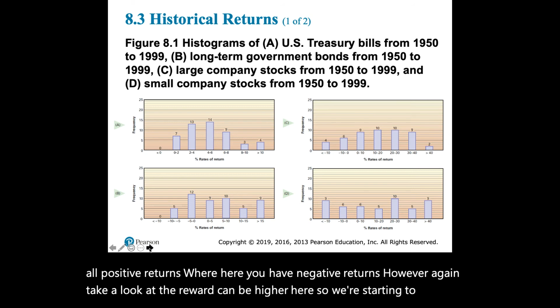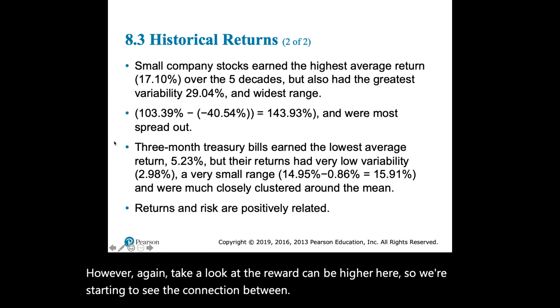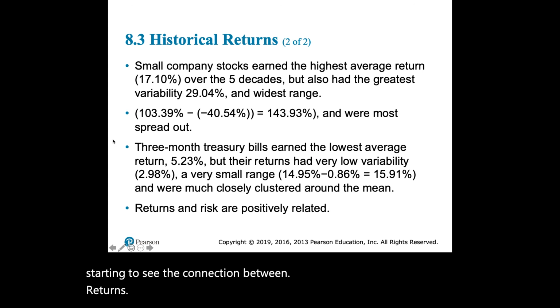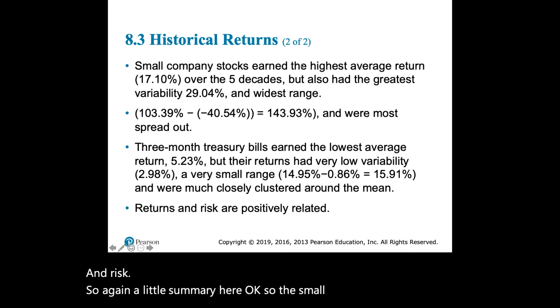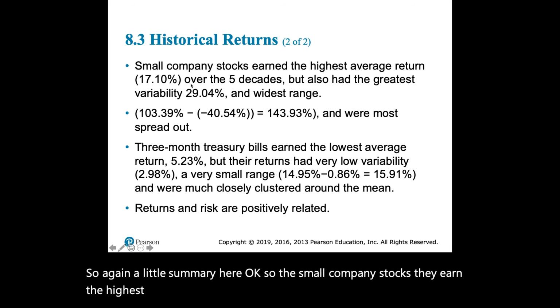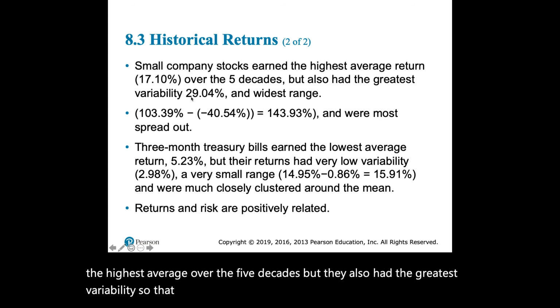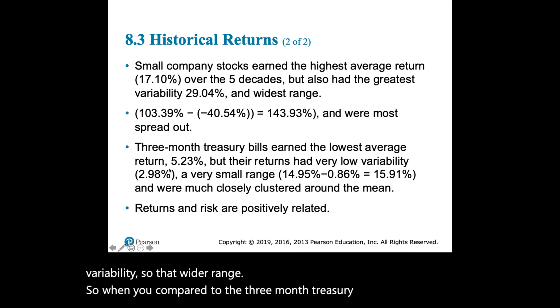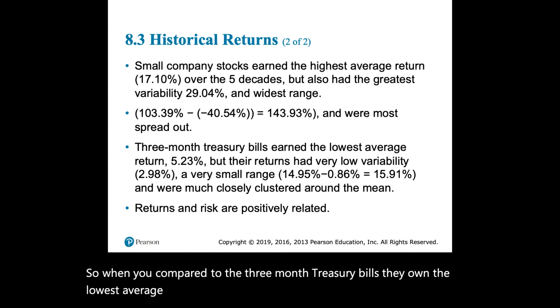So again, a little summary here. The small company stocks earn the highest average over the 5 decades, but they also had the greatest variability, so that wider range. When you compare to the 3-month treasury bills, they earn the lowest average. Their returns weren't very high, but they were also the least risky because they had less variability. So again, we can see that returns and risk are positively related.